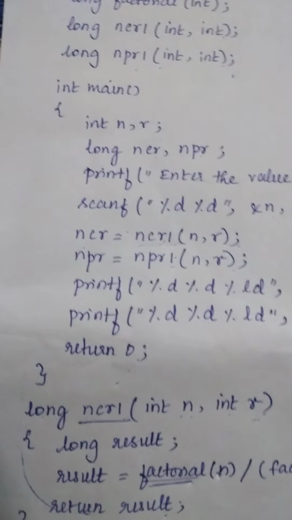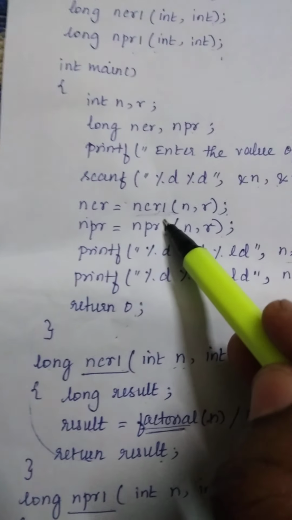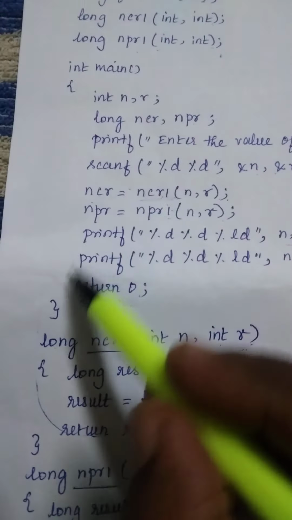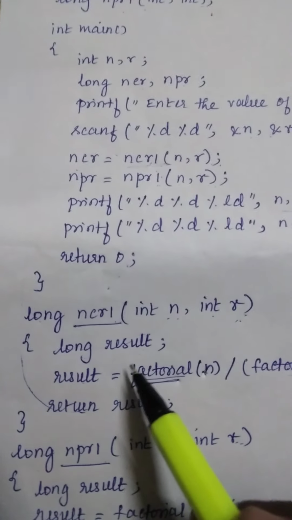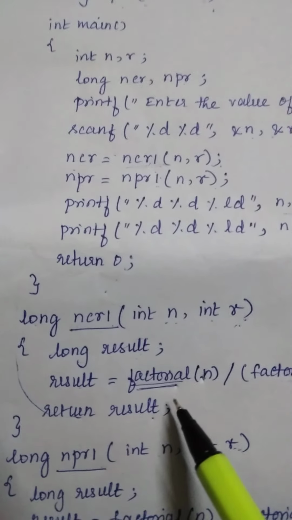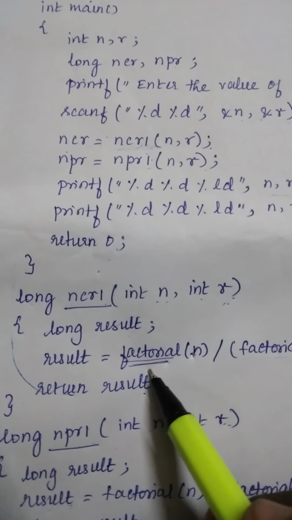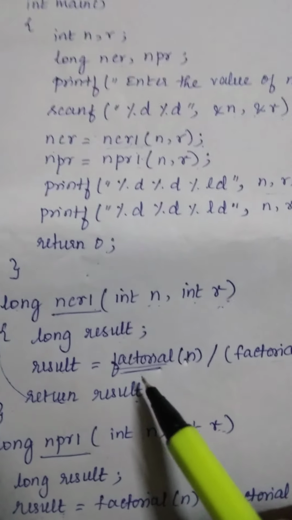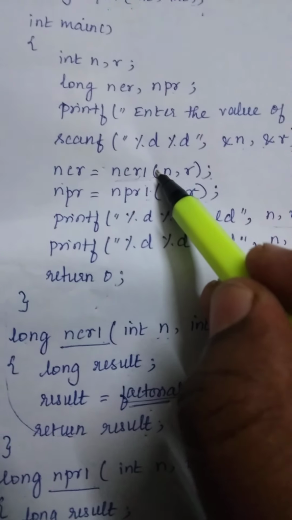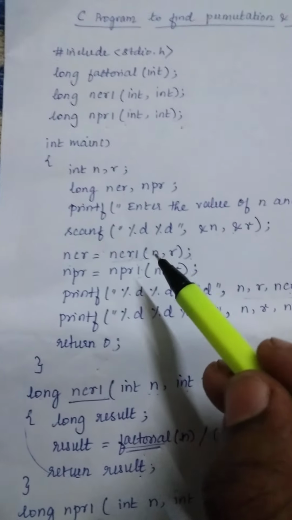So this calling function will call the called function, and the called function performs a definite task. After finishing its task, the control returns to the main program. Okay, that's all.